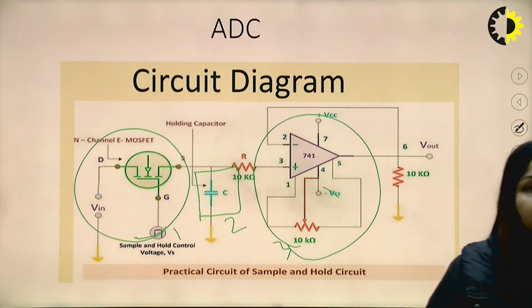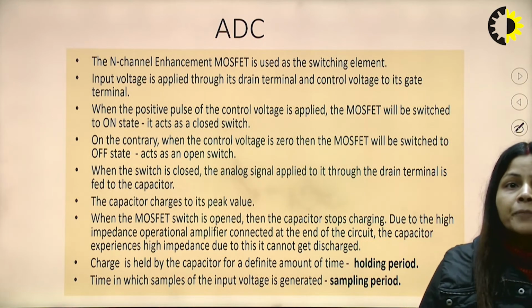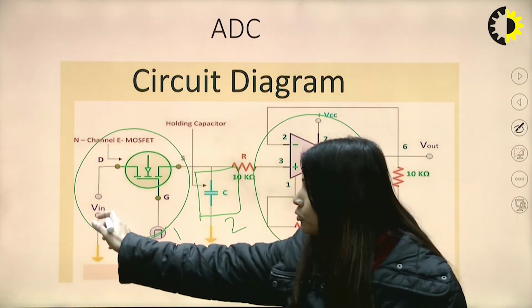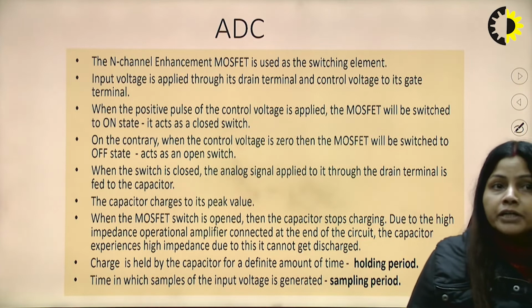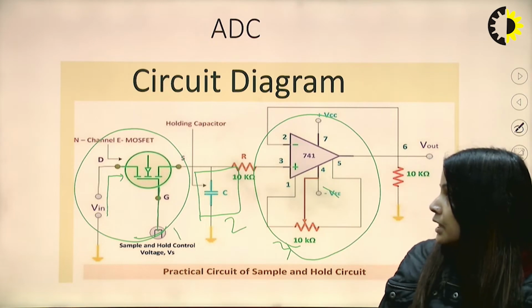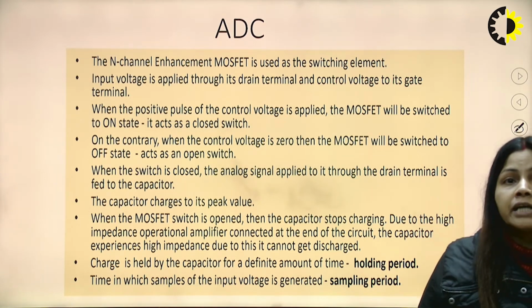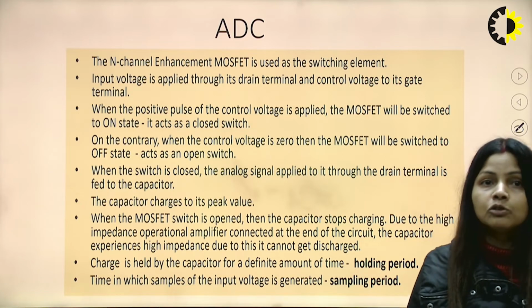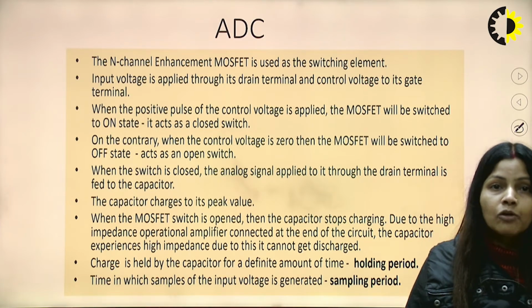Now let us understand how it works. The n-channel enhancement MOSFET is used as a switching element. The input voltage is applied through its drain terminal. Here we can see the input voltage is being applied via the drain, and the control voltage is given to its gate. Whenever the positive pulse of the control voltage is applied, the MOSFET will be switched on. For VGS greater than 0, the n-channel MOSFET is on, and it acts as a closed switch, that we already know.